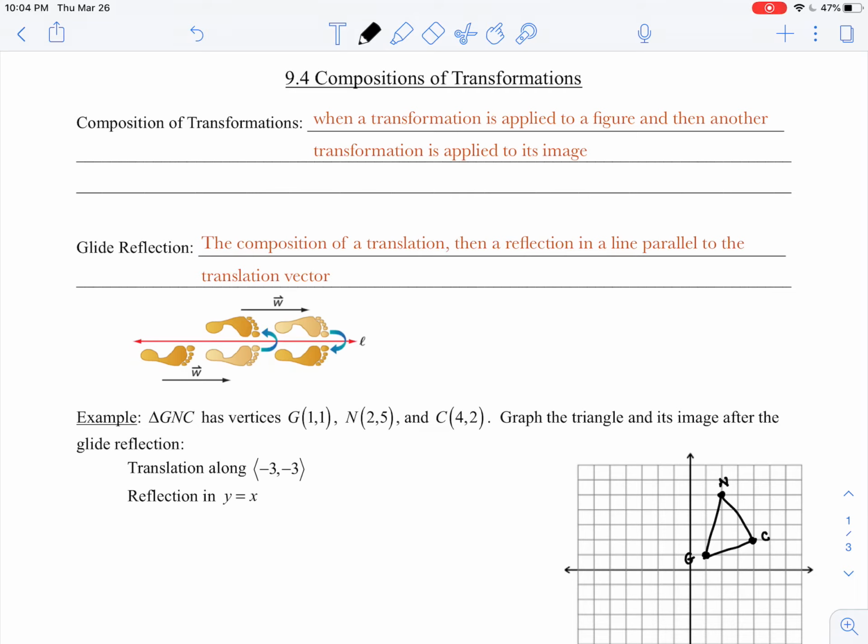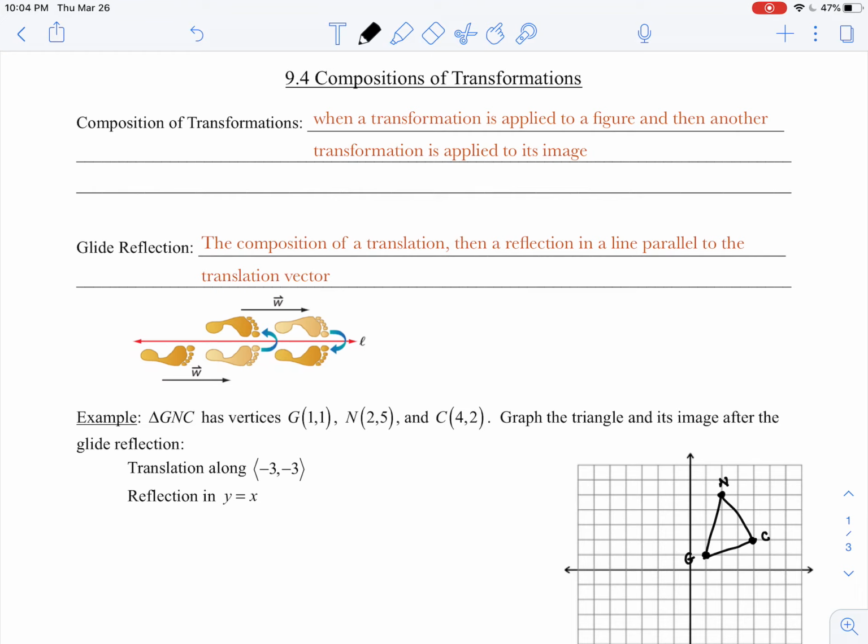Hello, today we're looking at section 9.4, compositions of transformations. A composition of transformations is where we perform two transformations on the same figure. So we take a figure, perform one type of transformation, and then use that image to do another transformation. One type of composition is something called a glide reflection.